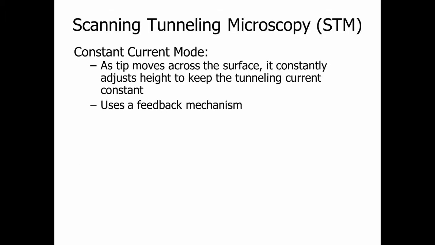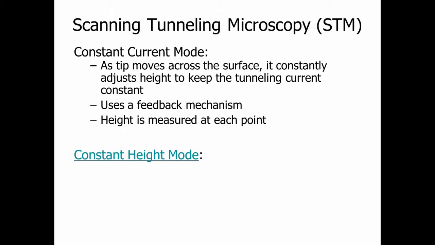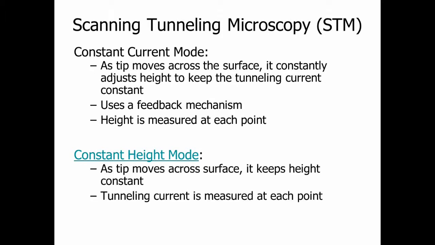All right, so there are some different ways you can use scanning tunneling microscopy. You can use a constant current mode. Basically, the tip automatically adjusts its height to keep the tunneling current the same. It involves a feedback mechanism, and the height is measured at each point. Or you can use constant height mode. This one's easier to picture because your tip stays at the same height as it moves across your sample, and based on how much tunneling is happening, you can tell how close the sample is to your tip. You can imagine this would tell you a lot about the topography of your sample.